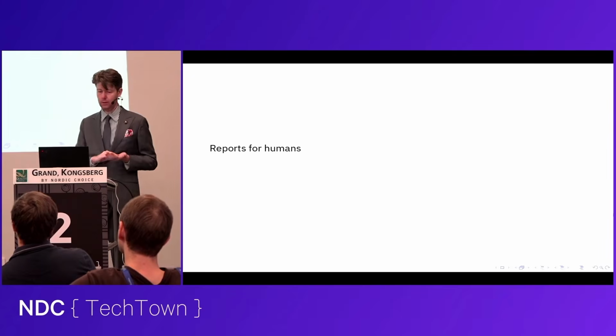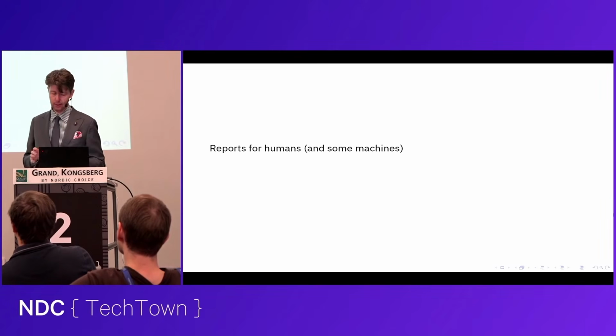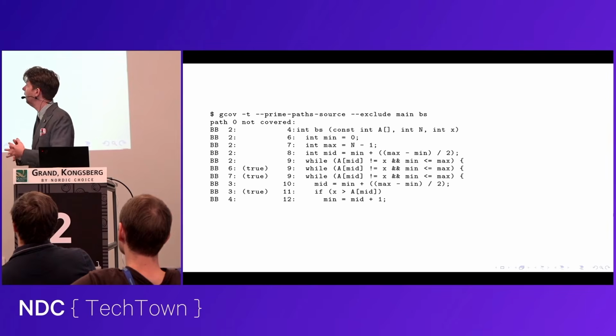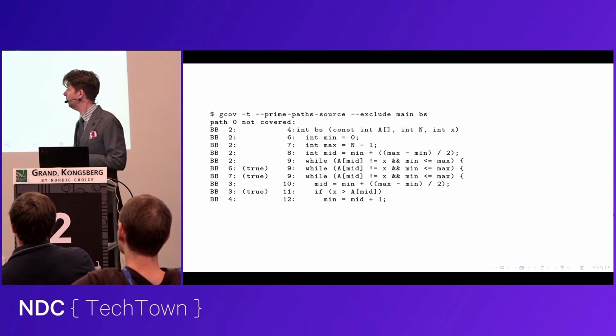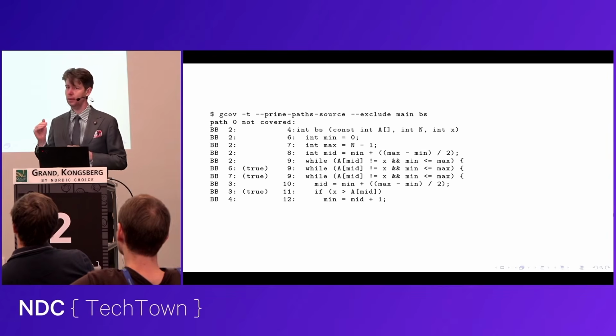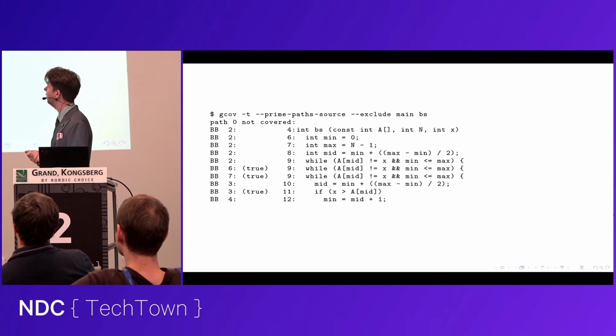So let's look at the report that's for humans and for some machines, because you can parse this. This is designed to be somewhat parsable, so you would put it in your CI pipeline or something. If you give it the prime path source flag, when you ask for the report, it will actually print you for each path that you haven't covered, by default, the sequence of lines in which order you need to visit them and which branches you need to take, if there are some at that line, in order to achieve coverage for that path. So path 0 is the case where you go through the loop, you start from the top.